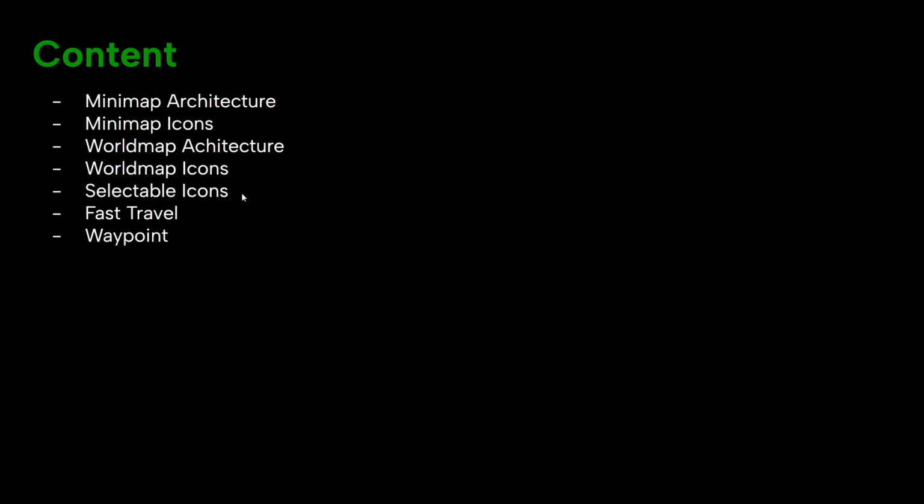And some of those selectable icons can be used for fast travel, which means some may be specific points that the player can traverse quickly through the level. Likewise, there are a lot of features, and also a waypoint is there to specify a specific location on the level. Okay, so those are the contents that I'm going to cover in this tutorial, and let's go to our project.